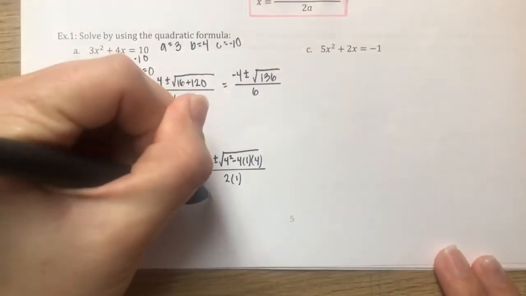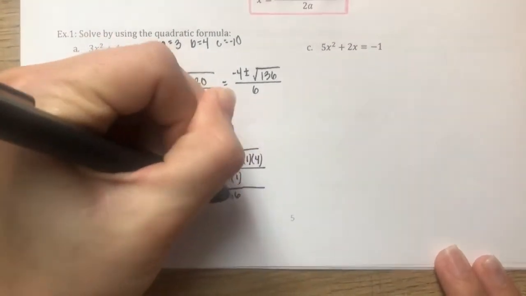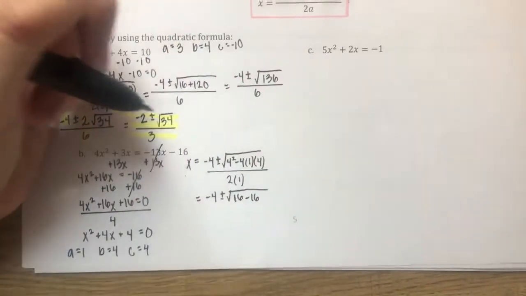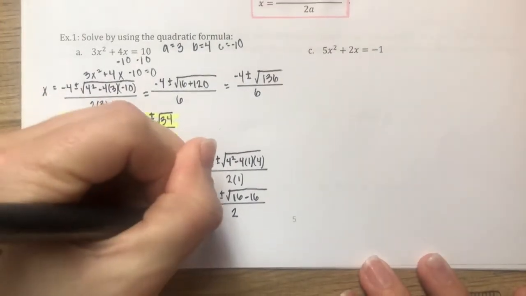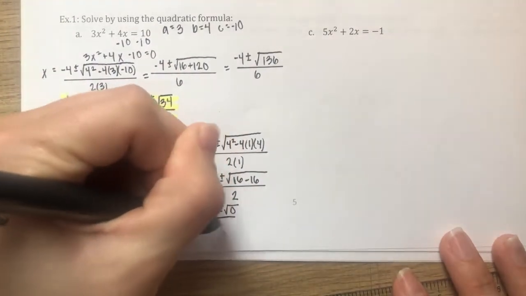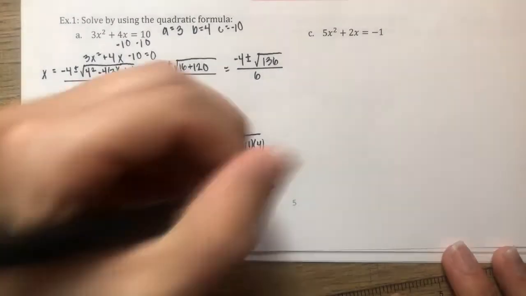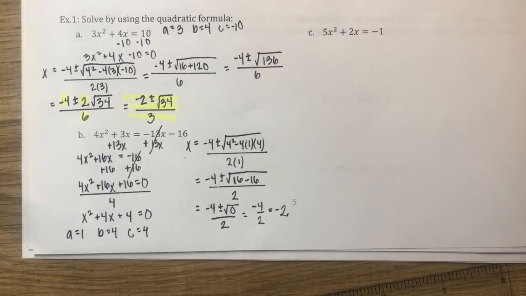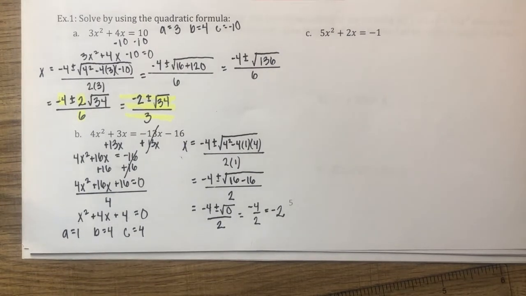And then if I simplify, negative 4 plus or minus 4 squared is 16, and then minus 4 times 1 times 4, so minus 16, and then all over 2. So negative 4 plus or minus the square root of 16 minus 16, which is 0, and then over 2. And then the square root of 0 is still 0. So this ends up just being negative 4 over 2, which is negative 2. So any problem that you could factor, like x squared plus 4x plus 4, you can still get the solution by using the quadratic formula.